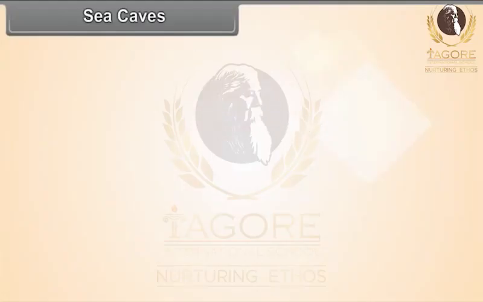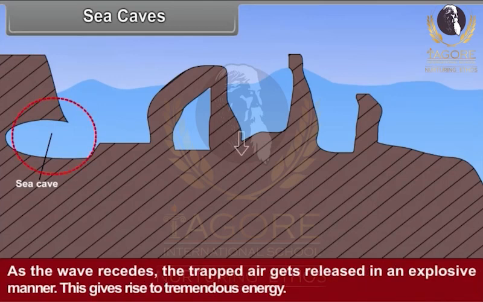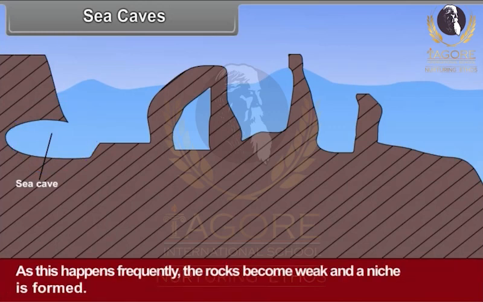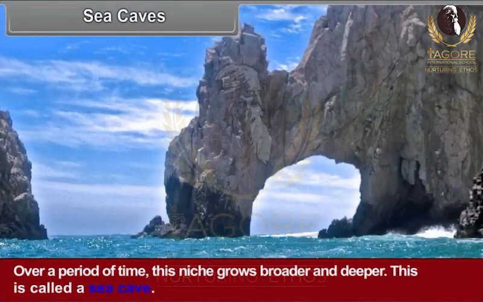Number 2. Sea caves. When sea waves attack the base of headlands, some air gets trapped in the cracks in the rock and exerts pressure on the rock. As the wave recedes, the trapped air gets released in an explosive manner. This gives rise to tremendous energy. As this happens, frequently the rocks become weak and a niche is formed. Over a period of time, this niche grows broader and deeper. This is called a sea cave.